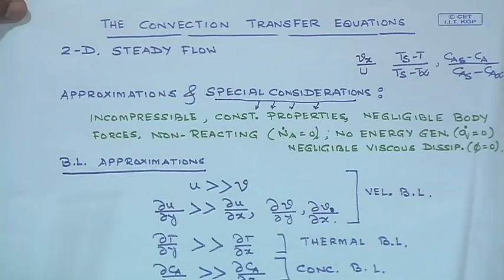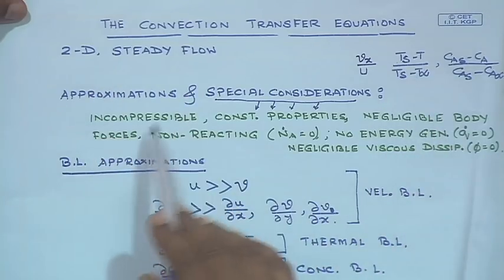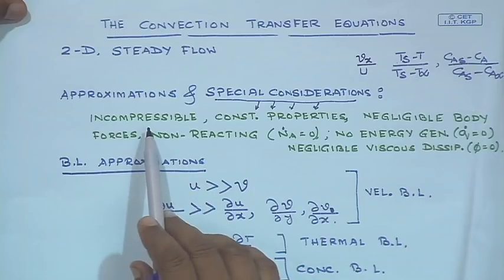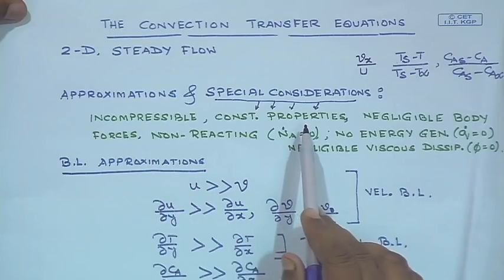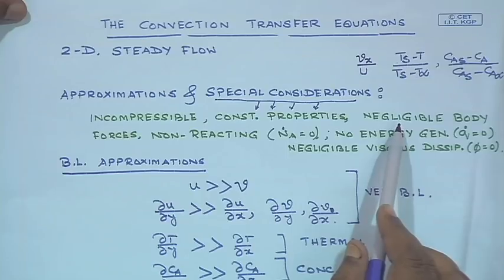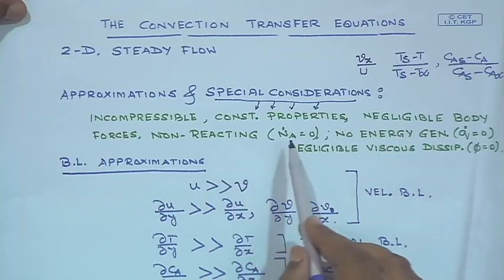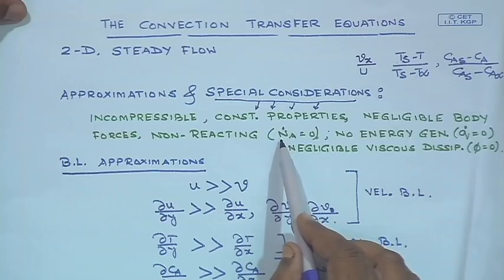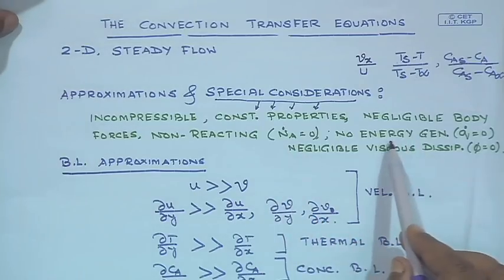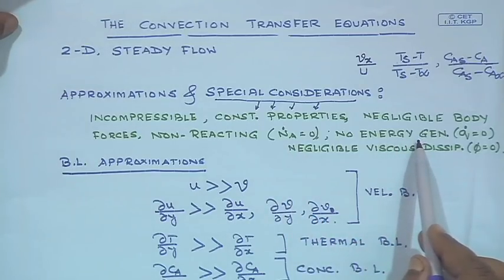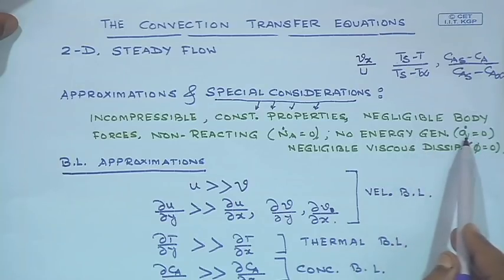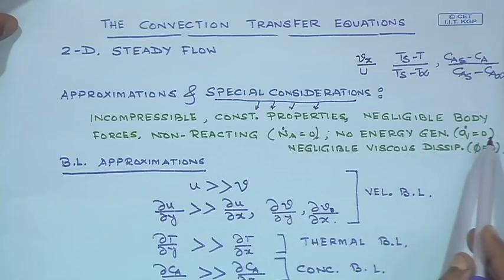So, we started with a two-dimensional steady state flow assumption, and the approximations that we have made are incompressible flow with constant properties. The effect of body force is insignificant. It is a non-reacting system, and since it is a non-reacting system, no species is produced or destroyed. So, therefore, n dot A would be equal to 0, and there is no energy generation by whatever means inside the system. Therefore, Q dot, the heat generation per unit volume, is also 0.